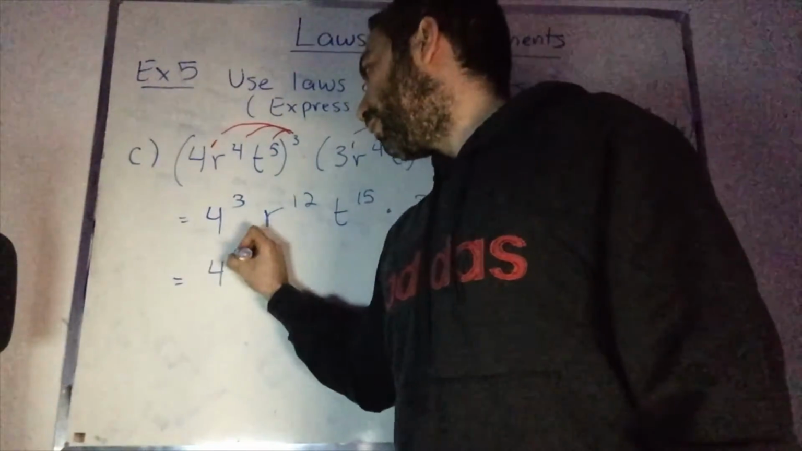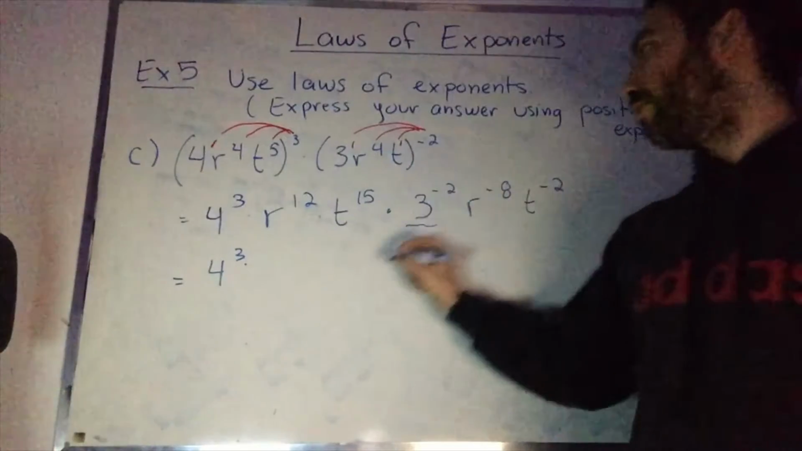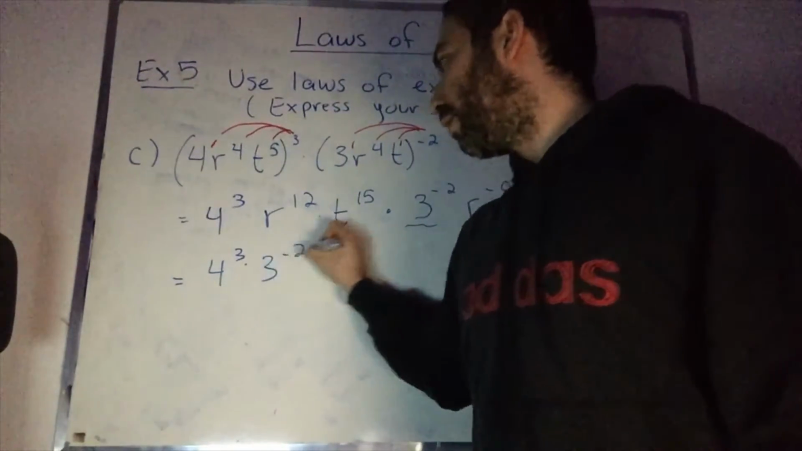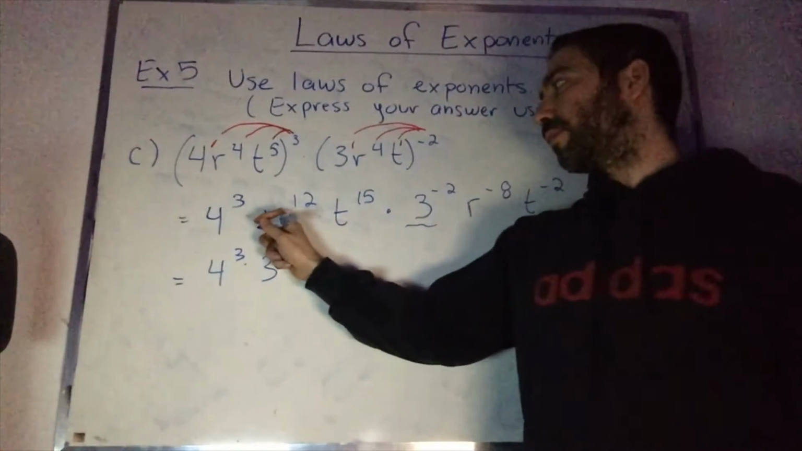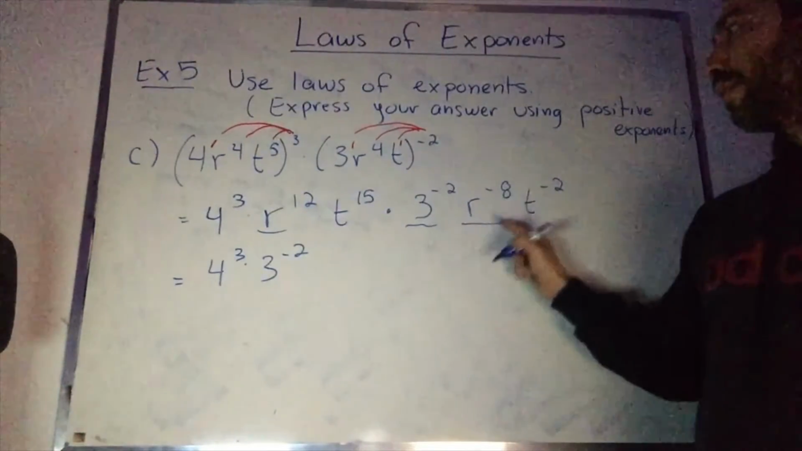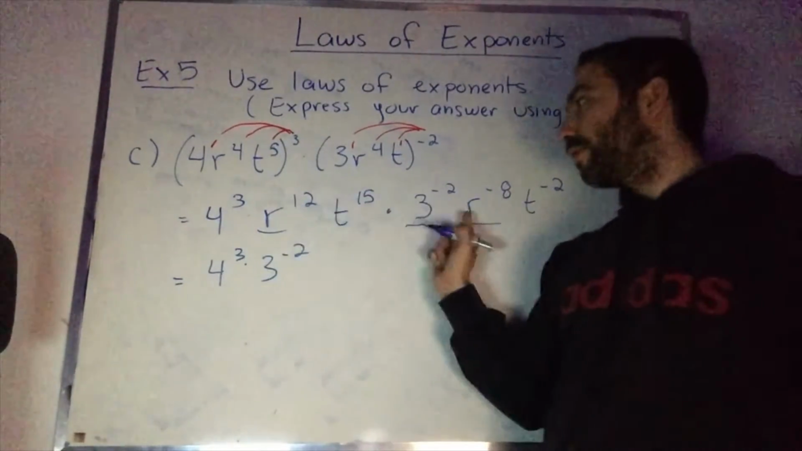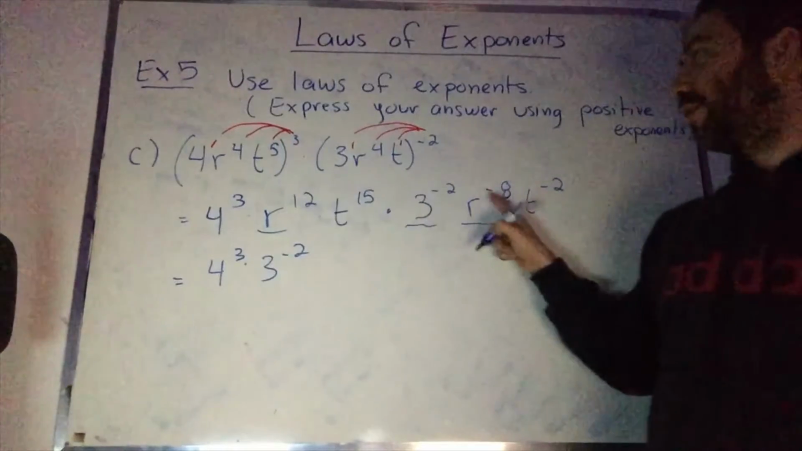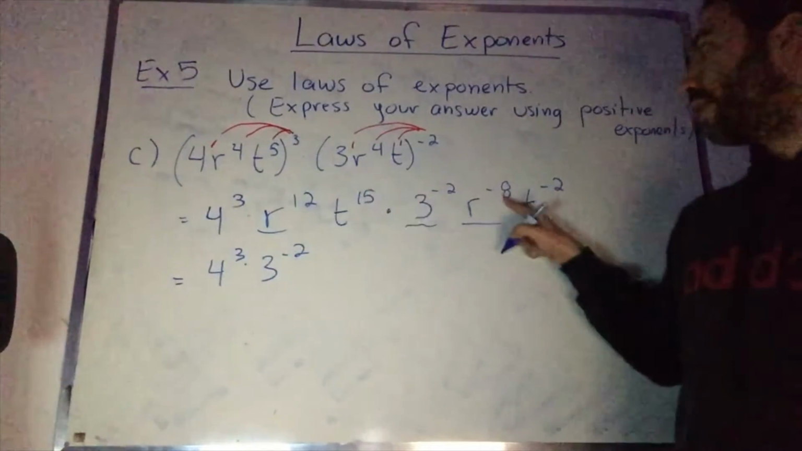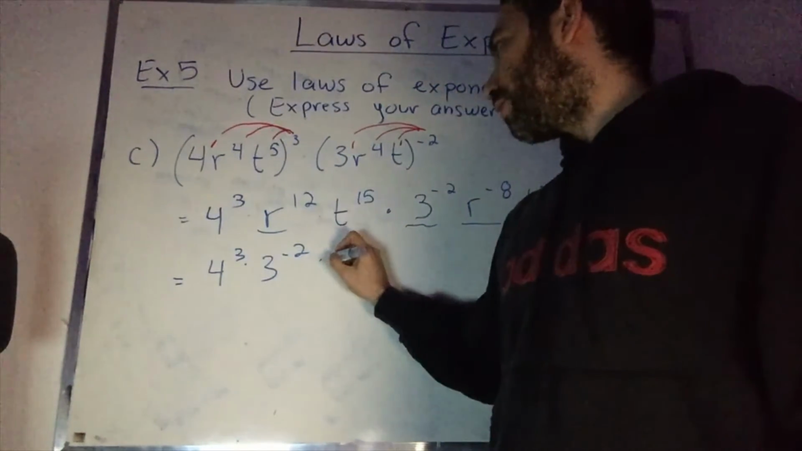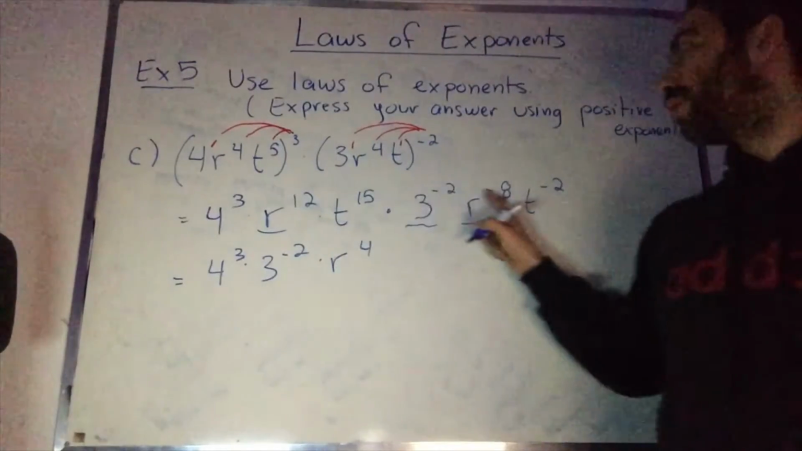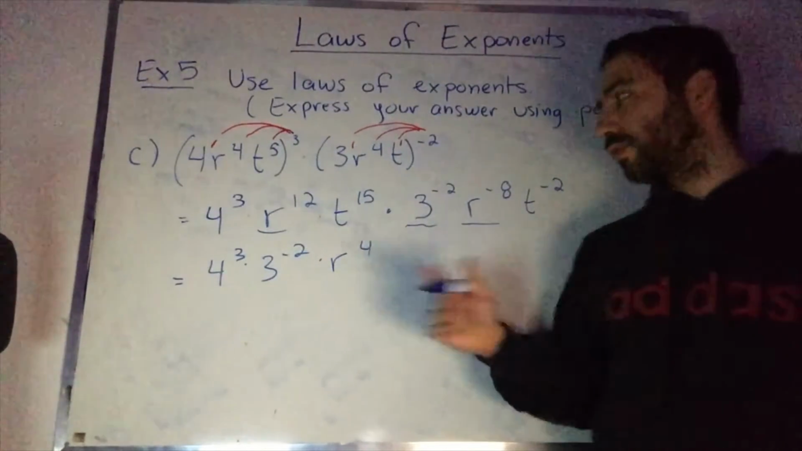So we get 4 to the 3 times 3 to the negative 2 is a number, so I'm just going to put it here for now. And now I look at my same variables. So r to the 12 and r to the negative 8. These guys are multiplying each other, same base, so we add the exponents. 12 plus negative 8 is the same as r to the 4. 12 plus negative 8 is the same as 12 minus 8, which is 4.